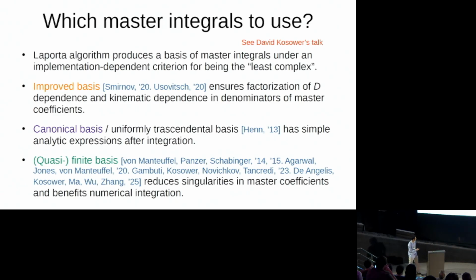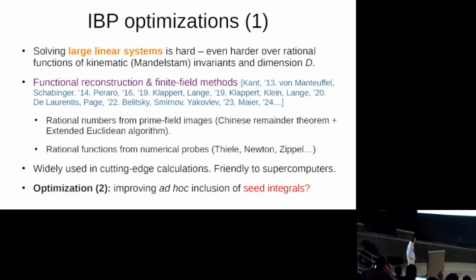There are also recent papers by these people on how to reorganize IBP equations, the IBP solving procedure, to avoid singularities in the IBP coefficients. So this is an area which, to the best of my knowledge, hasn't yet been applied to gravitational wave physics, but may be applied in the future.